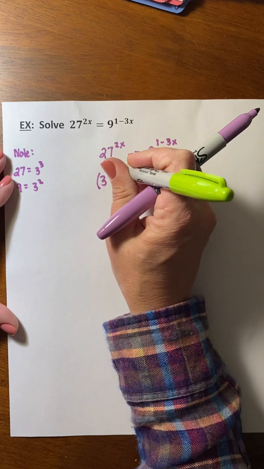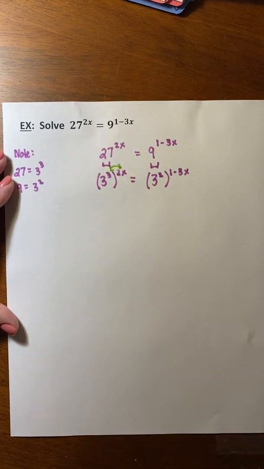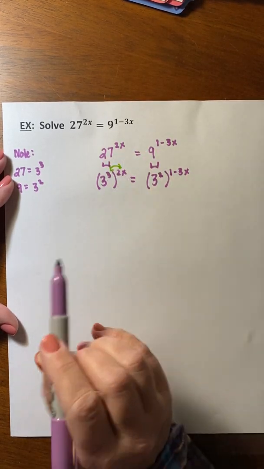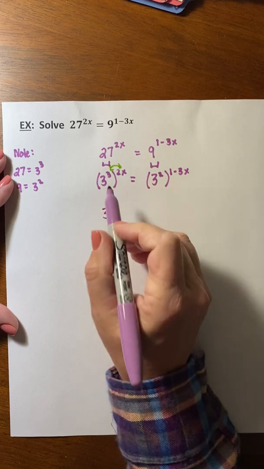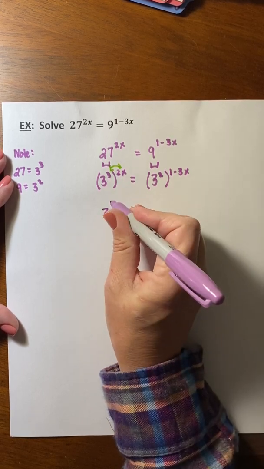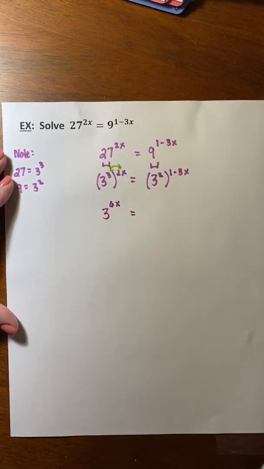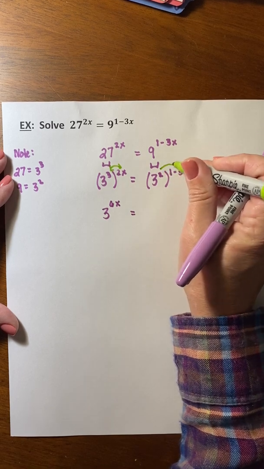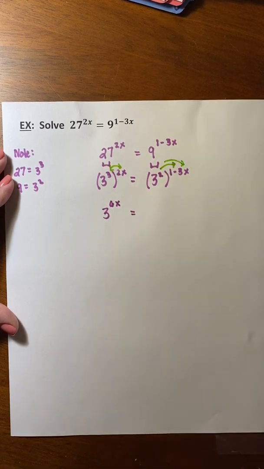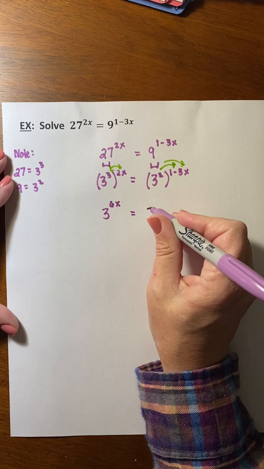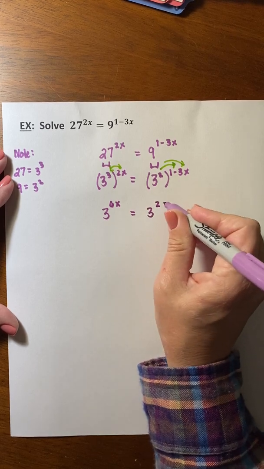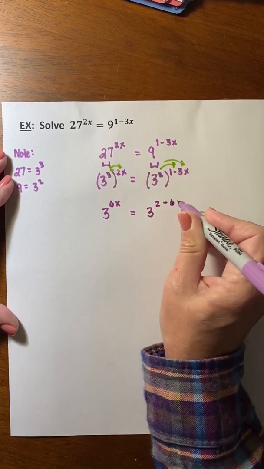Powers to powers. Remember, to simplify powers to powers, we multiply. So 3 cubed to the 2x power is equivalent to 3 to the 3 times 2x, which is 6x. Be really careful here because we have to distribute that 2. We have to multiply it by that entire power. So this is going to be 3 to the power 2 minus 6x.